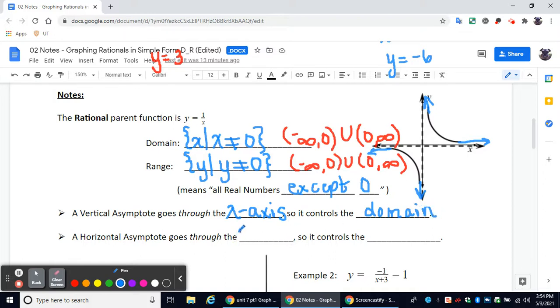And the horizontal asymptote, remember, goes through the y-axis. So that will control the range. Okay, so let's go ahead and put all this together.